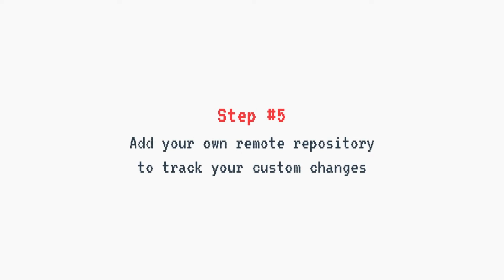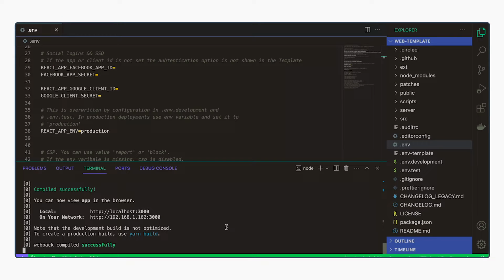The final step in this video is that we're going to make a remote repository for your own code changes. Since the web template repository is public, you can't push your own custom code changes there. Instead, you'll want to have your own repository where you push your code changes and deploy. Let's create the repository now.